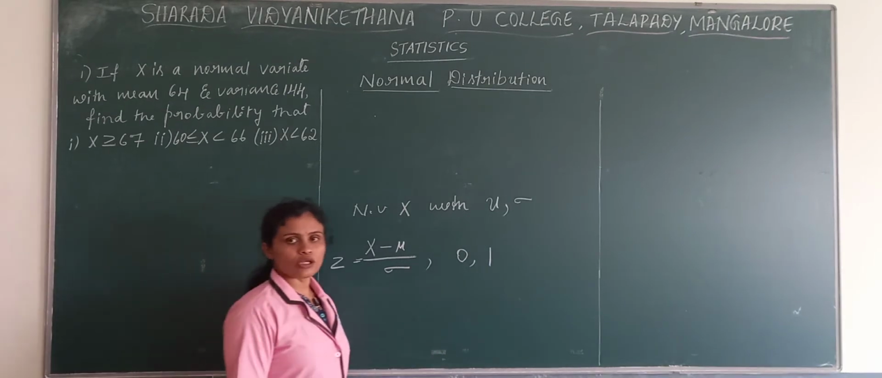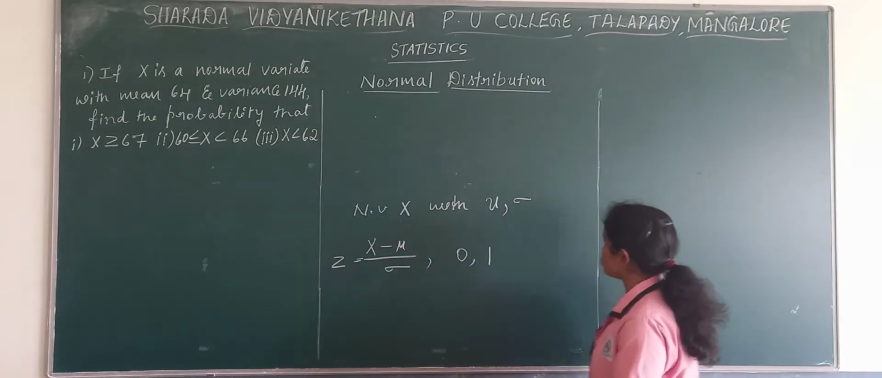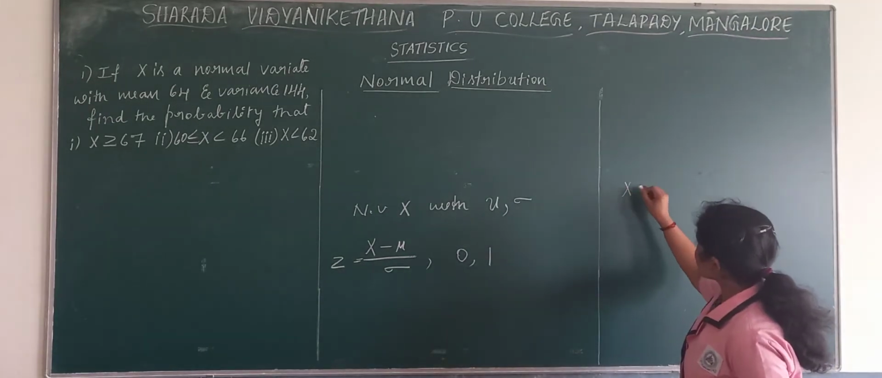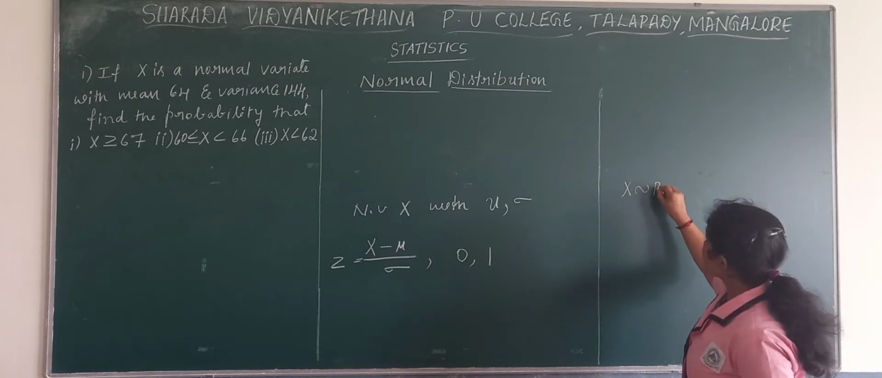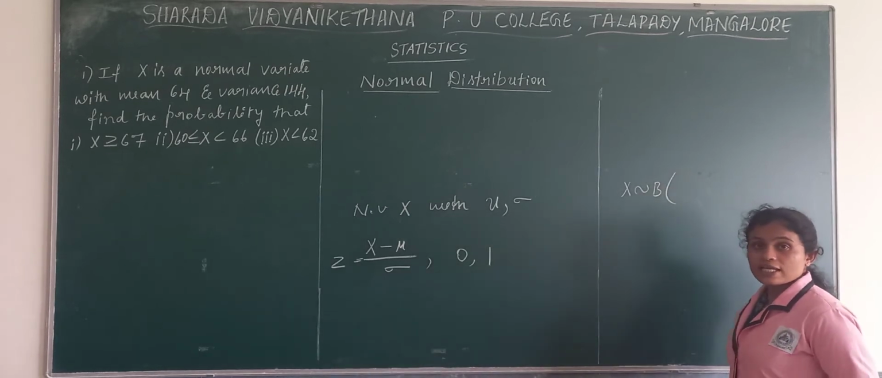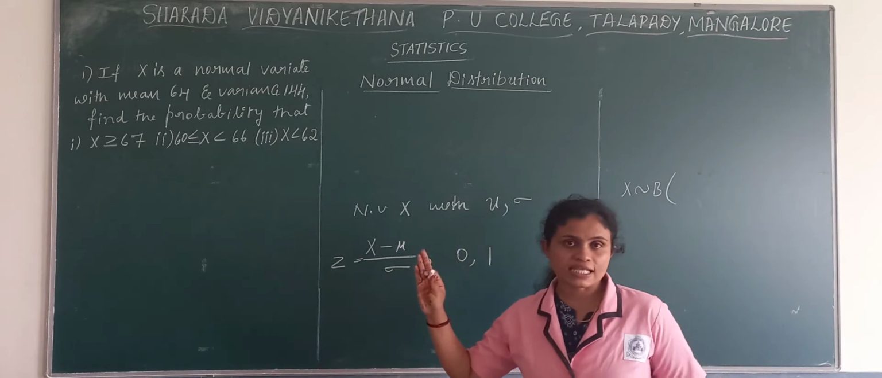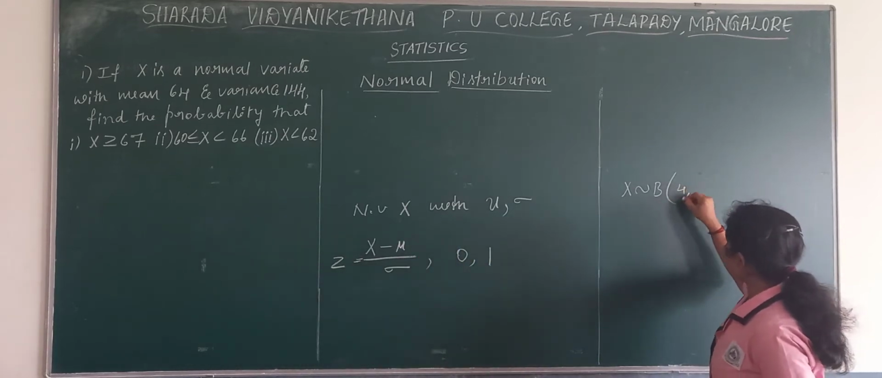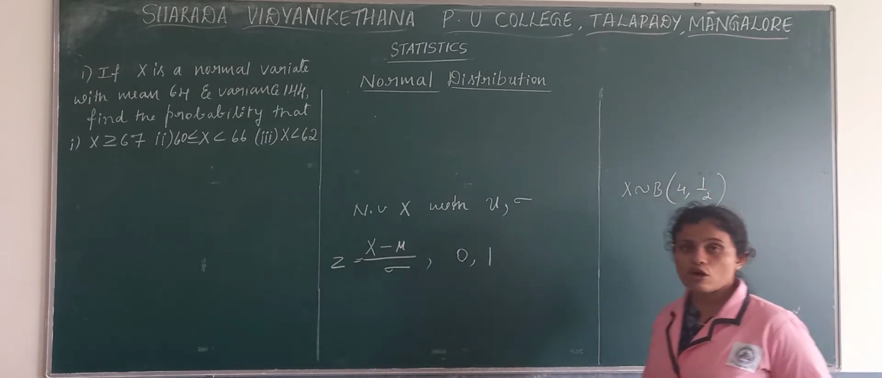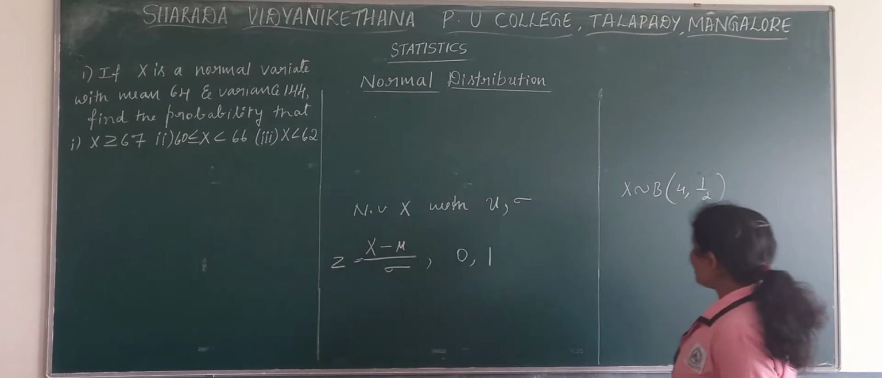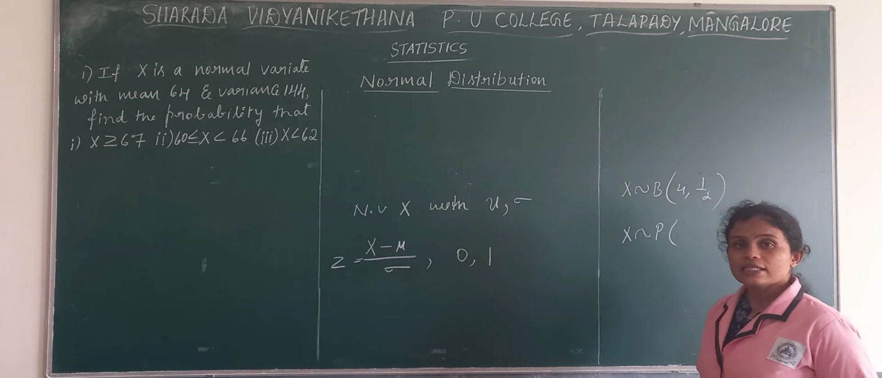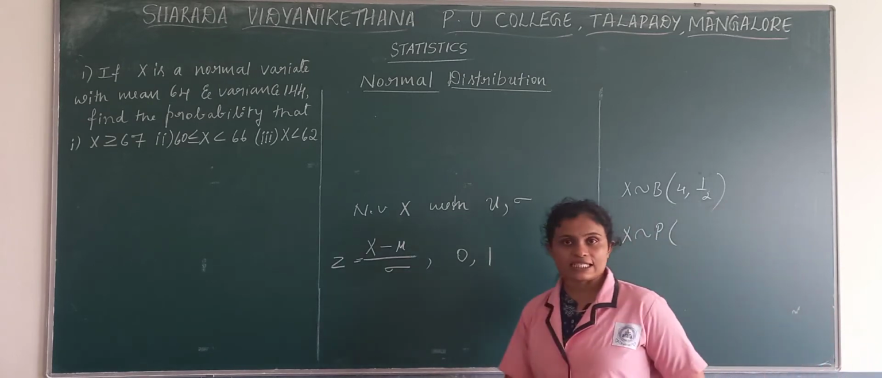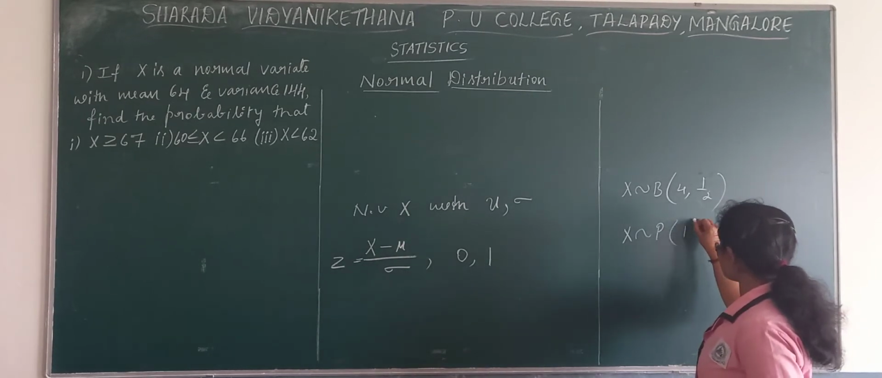Now, in case of binomial distribution and Poisson distribution, you have seen that in case of binomial we write X is b, then we write the parameters n and p. And in case of Poisson distribution, X is p, and there also we write the parameter, that is lambda. For example, lambda value is 1.